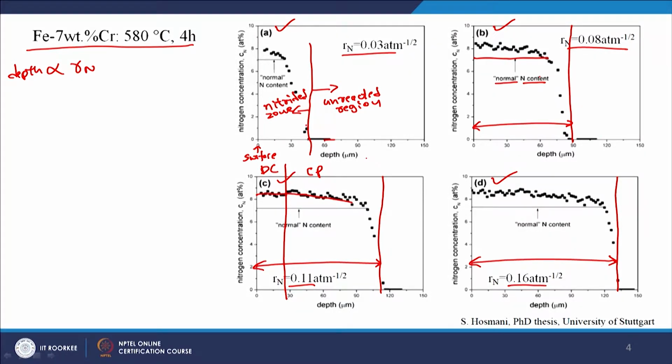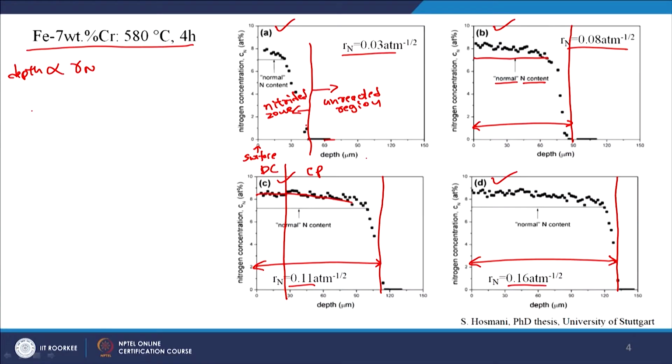We know that, for example, in the case of 7 weight percent chromium, in iron and chromium the atomic weights are quite close. So, this is almost equal to atomic percent. Okay. So, what do we expect as a level of nitrogen, under some assumptions? That is the normally expected nitrogen. So, what are the usual conditions which we can think of?